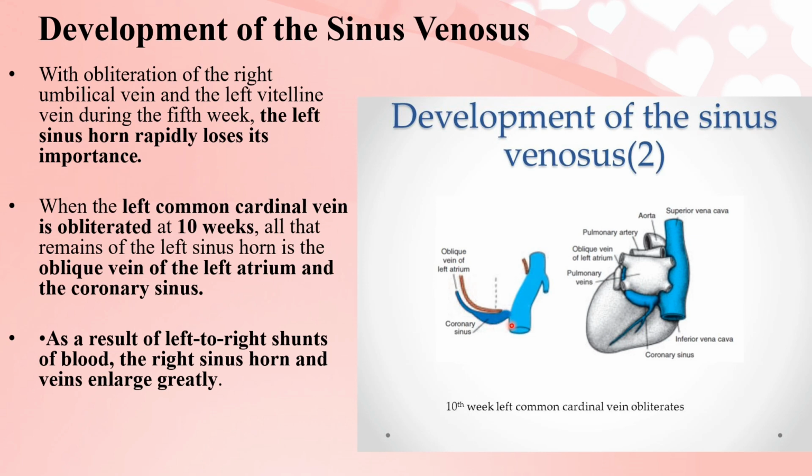So as a result of the left to right shunt of the blood, the right sinus horn gains its importance and its vein enlarges. In this diagram, you can appreciate this is the coronary sinus, and this one is the oblique vein of the left atrium. These are the pulmonary veins, and behind it is the pulmonary artery and then the aorta. This part is developing into the superior vena cava and inferior vena cava.